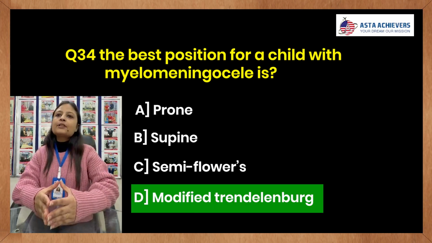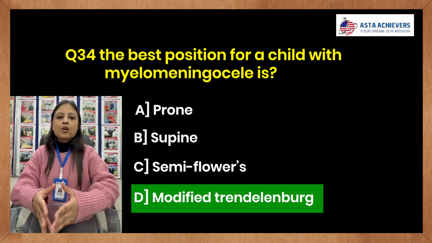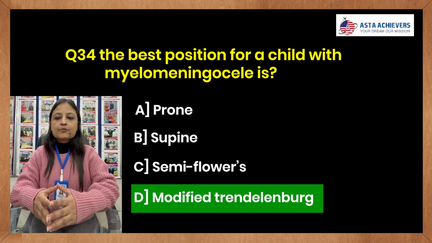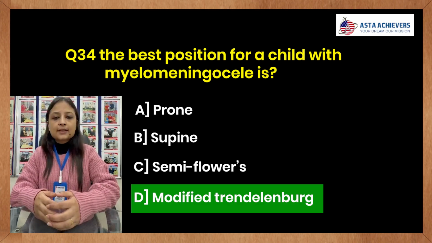Question number 34. The best position for the child with the myelomeningocele is? Option A, prone position. Option B, supine. Option C, semi-Fowler. And option D, modified Trendelenburg position. So prone position is the correct answer.